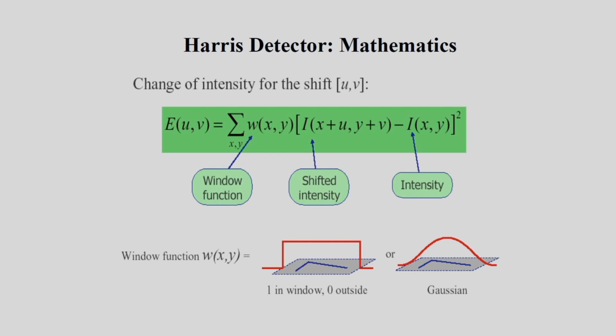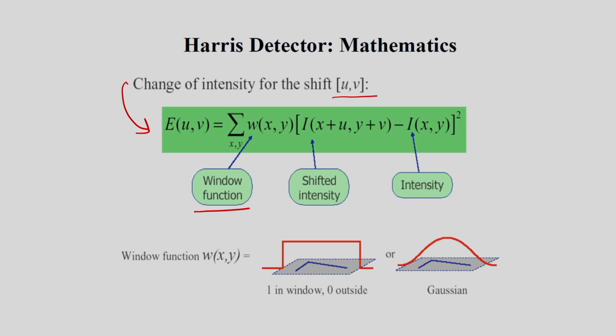So mathematically, how to represent the Harris corner detector? You can see, mainly we are observing the change of intensity for a particular shift. So I am considering the shift u and v. u is the spatial shift in the x direction and v is the spatial shift in the y direction. And I am determining the change of intensity, that is nothing but EUV, and I am considering the window function.